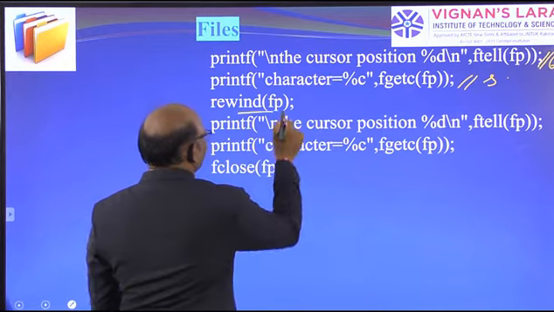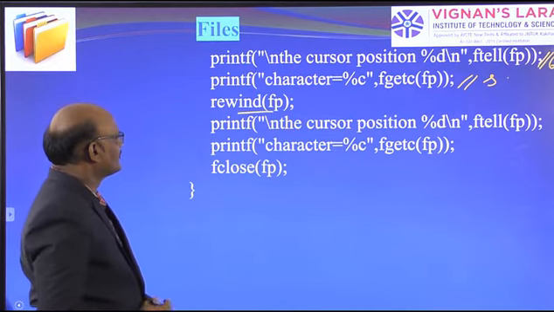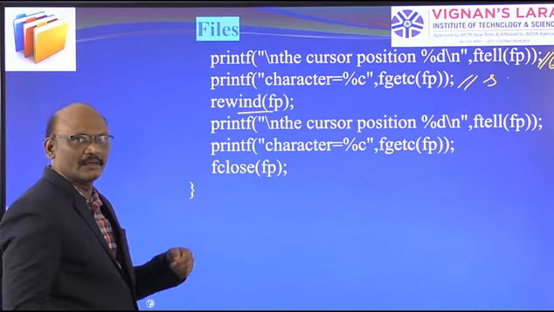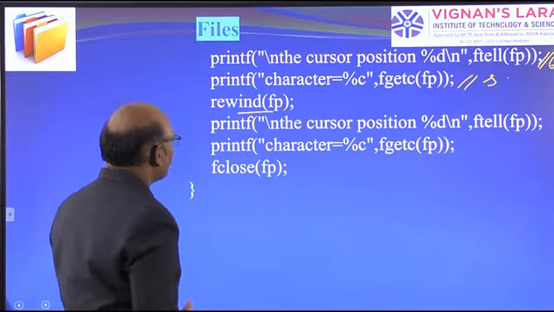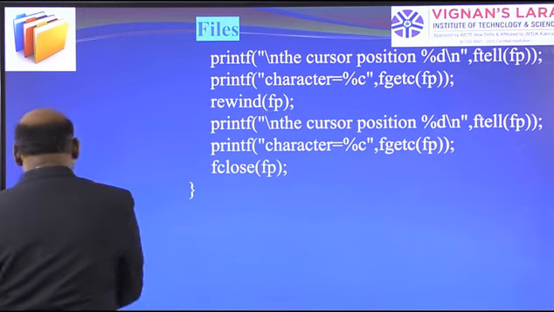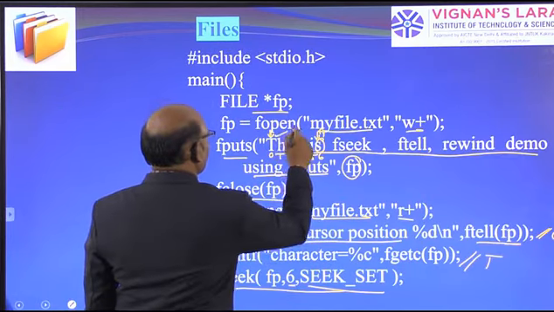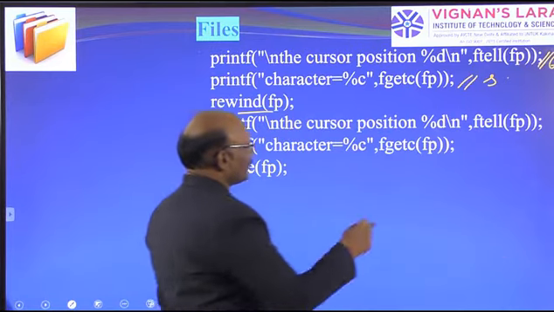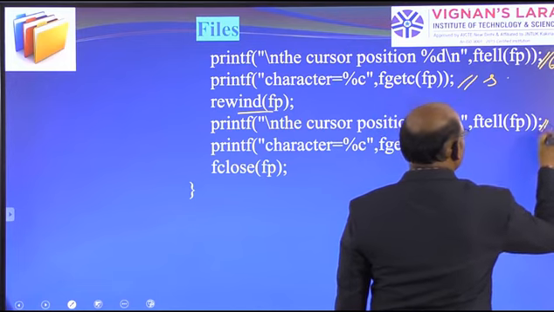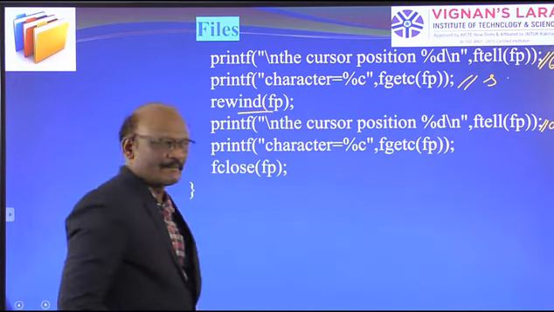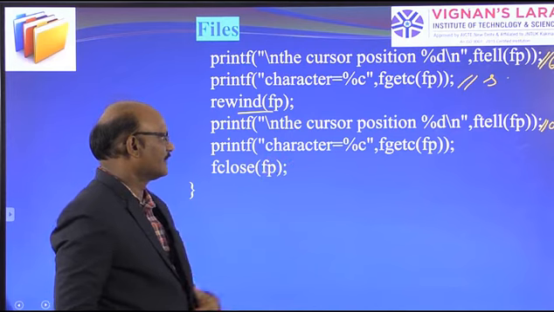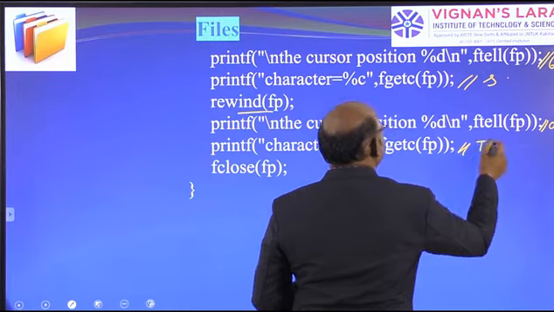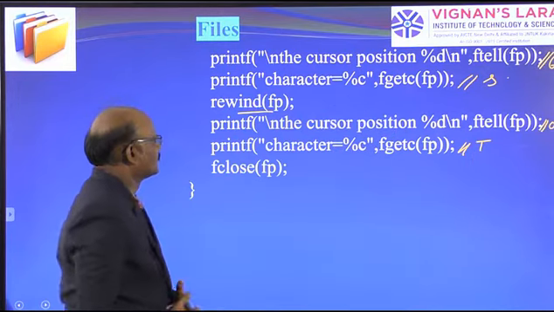Next, rewind is executed. Whenever the rewind function is executed, the file pointer immediately moves to the beginning of the file. Again, the file pointer points to this position. That is rewind. Now I want to know the current cursor position. It is 0. After rewind is executed, the file pointer points to the 0th position. So now close it.